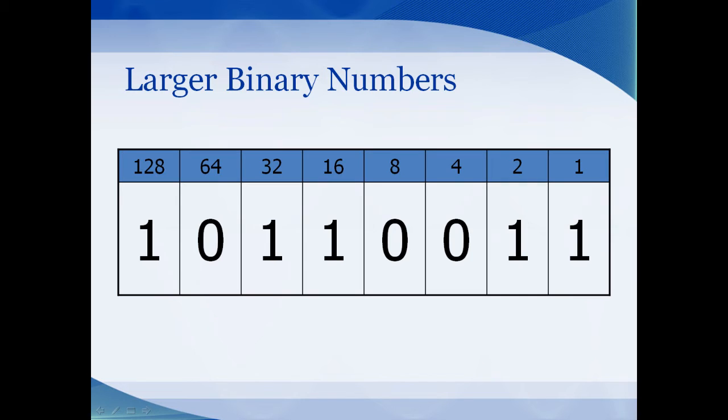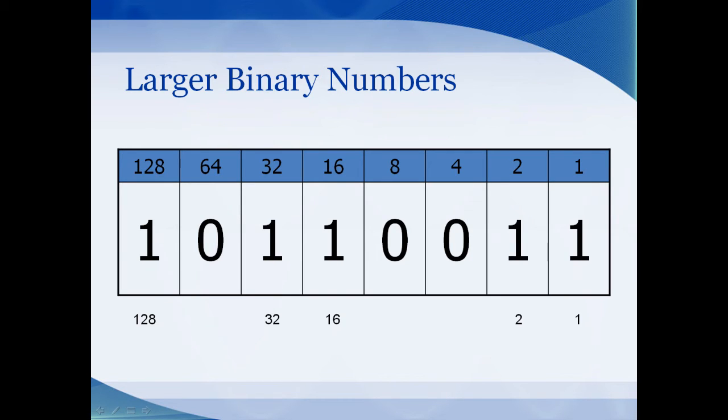Remember that 1 stands for 2 to the power of 0. Anything to the power of 0 is 1. And that 2 stands for 2 to the power of 1, and so on. But sometimes it's just easier to see that the numbers double each time. So you start with 1, and then 1 doubled is 2, and then 2 doubled is 4, and then 4 doubled is 8, and 16, and 32, and 64, and 128.